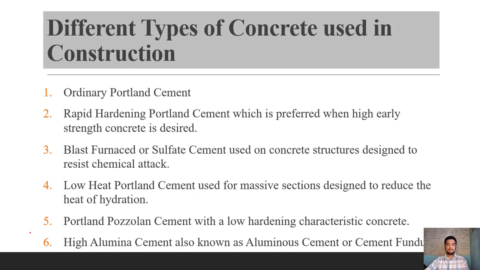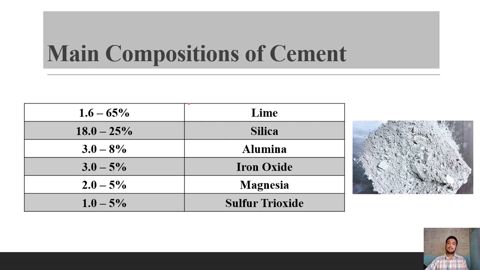We also have Portland Pozzolan cement with low hardening characteristic concrete. And we also have high alumina cement, also known as aluminous cement or cement fondu. Okay, we have main compositions of cement.